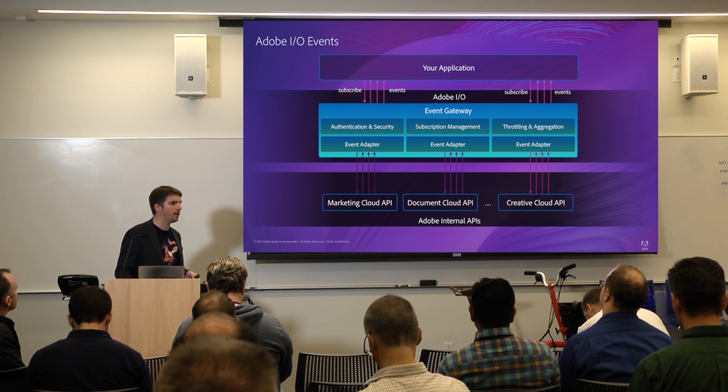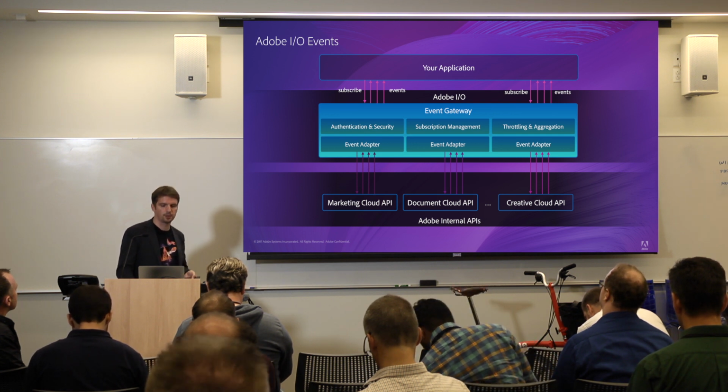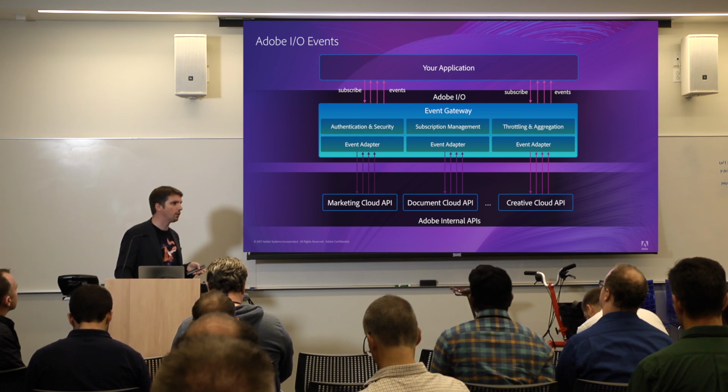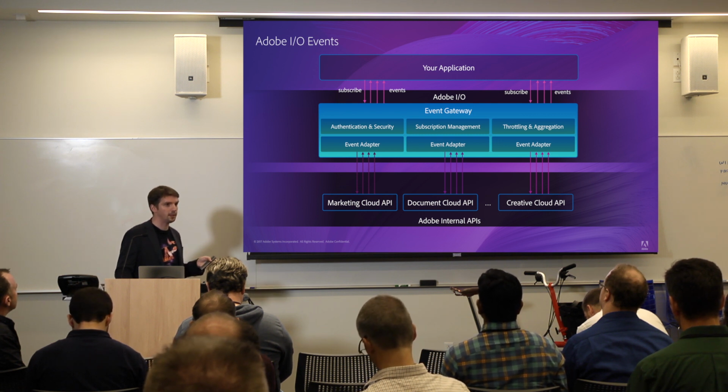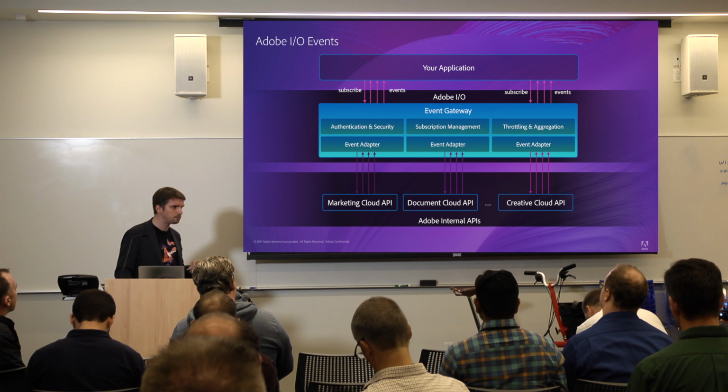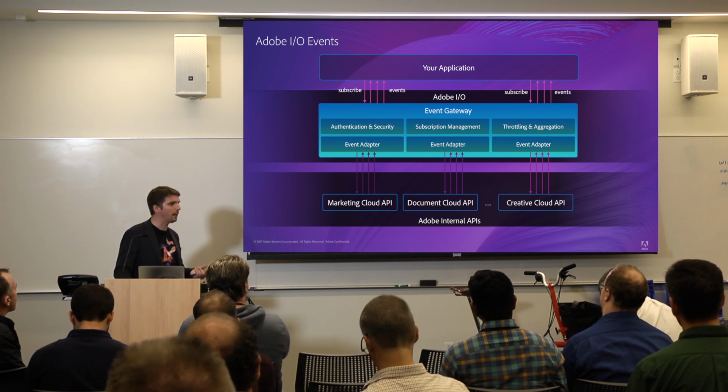And again, Adobe IO handles authentication, security, subscription management, throttling, aggregation. So making sure that you get all the events that you are subscribed to and none of the events that somebody else has subscribed to. And on top of that, it's providing the right adapters for the backend APIs. Right? So we do have APIs within Adobe that are really event-based and push-based, which is fantastic, because we simply have to translate between two event types. But we also have internal APIs that are really just polling based. So what happens is we do the polling for you, and you don't have to do the polling yourself.